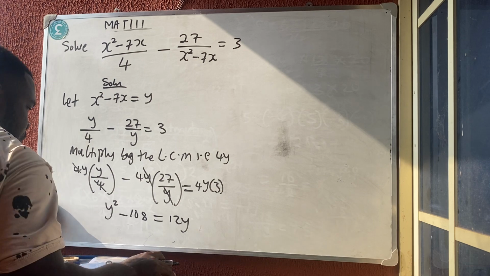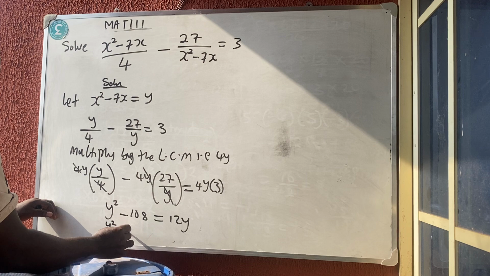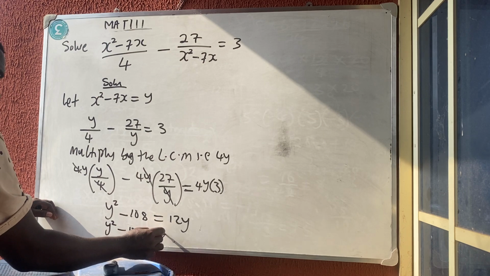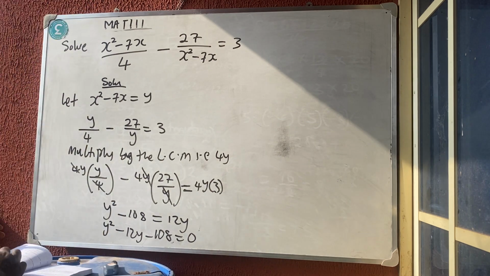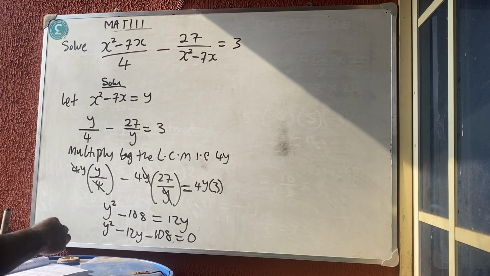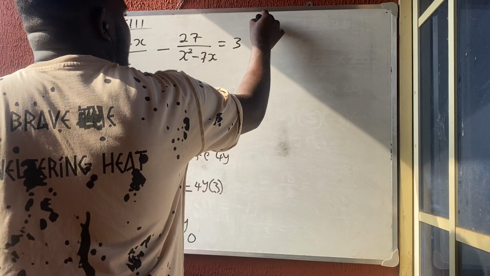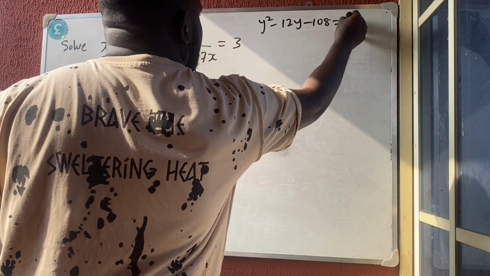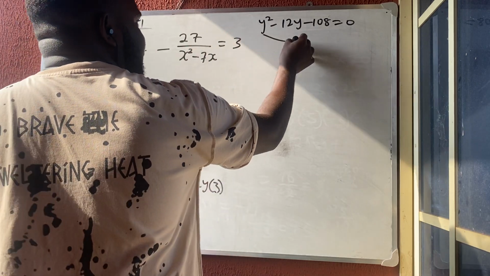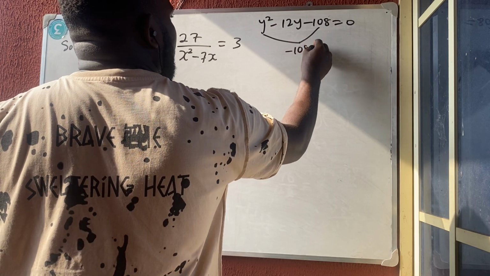Now, if you look at this, the quadratic equation, let me bring this to this side. I'm having y squared minus 12y minus 108 is equal to 0. So let us solve this, and we can check if it is factorizable. If you want to solve by the factorization method of quadratic equation, let me teach you that. If you have y squared minus 12y minus 108 equals 0, the first thing you do is to multiply the first term and the last term, which gives minus 108 y squared.